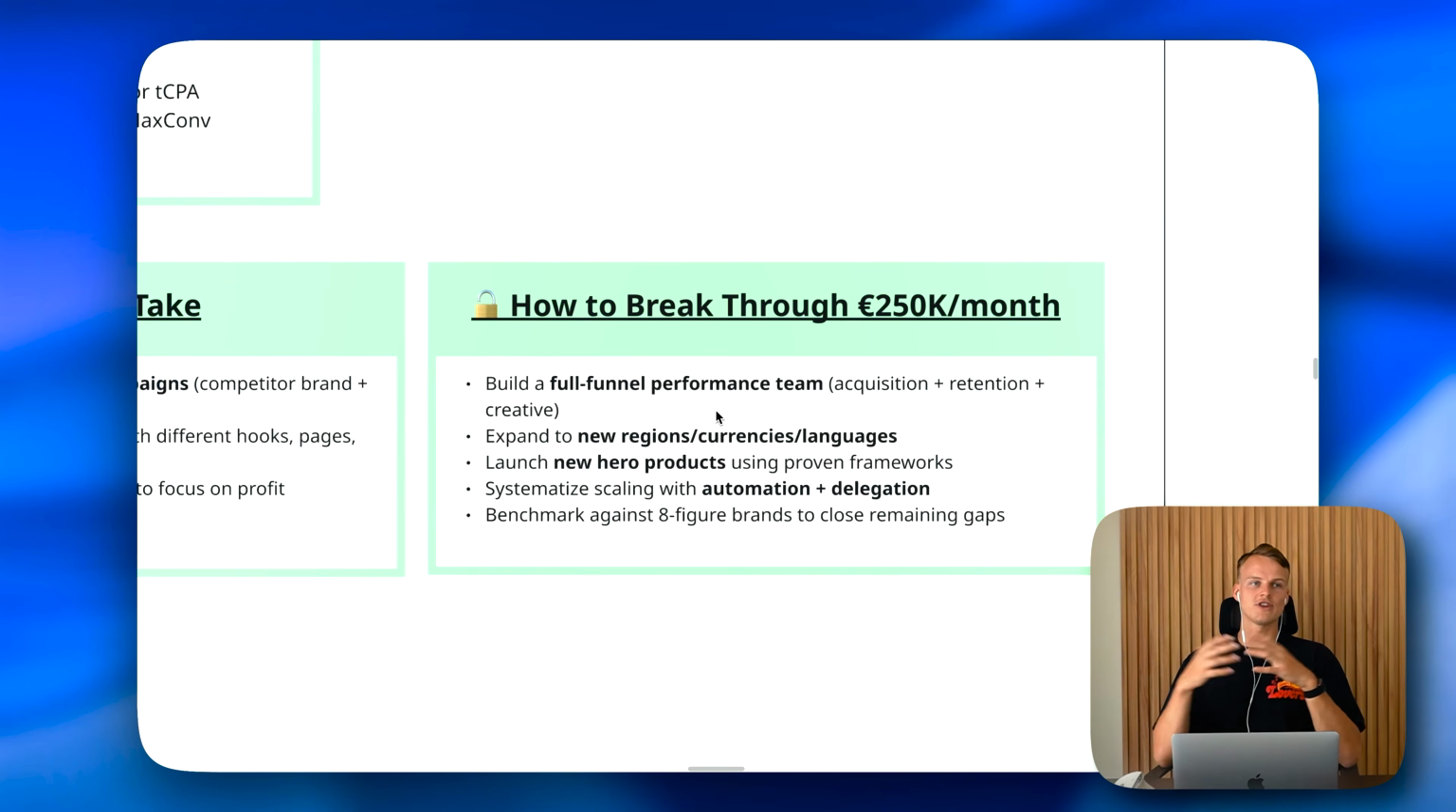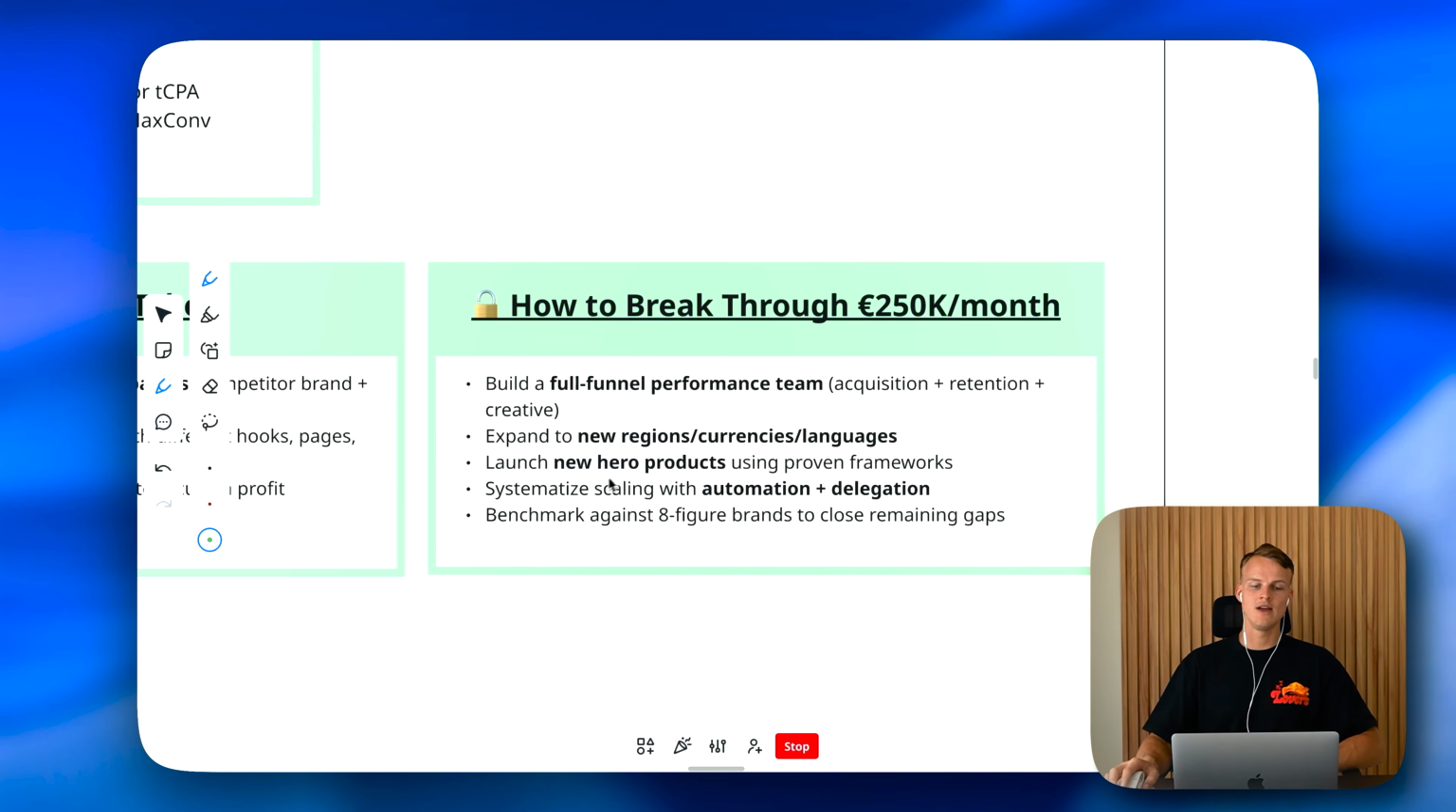So if, for example, you are just advertising in, let's say, the Netherlands, Germany, and the UK, it might be interesting to look even into the US or the Australian market or other parts in Europe, right? So you want to expand because there's probably a bigger total addressable market to be reached beyond your current situation. You want to launch new hero products with proven frameworks. You want to systemize scaling with automation and delegation.